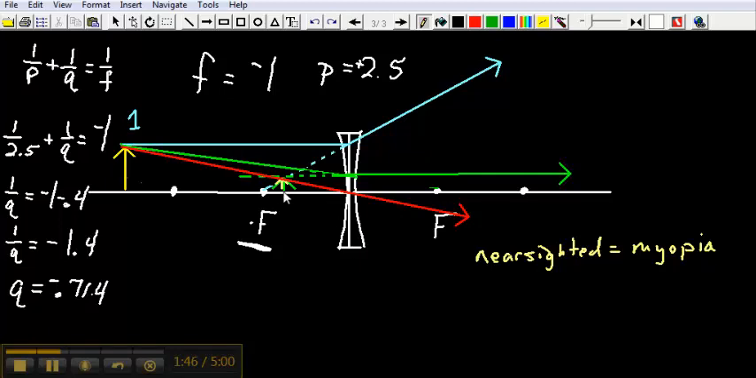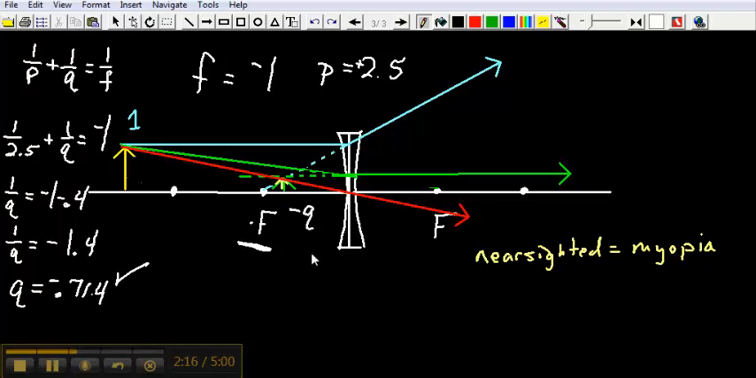So that means this should end up about 3/4 of the way from the lens to the focal point, and that looks pretty good. 7/10, 3/4, that looks pretty close, okay? So we look pretty accurate there, okay? All right, and because it's negative, that means it's going to be on this side, right? So negative Q for the diverging lens, okay?